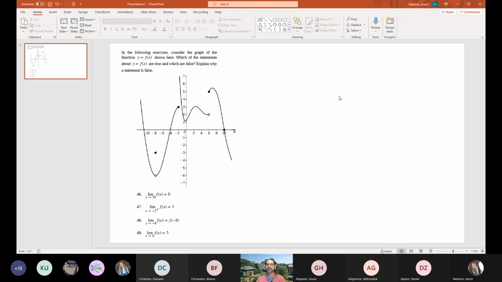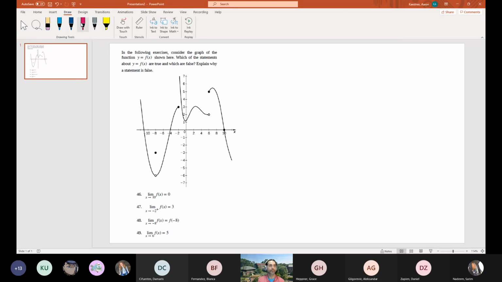Okay, and so this set of problems says, in the following exercises, consider the graph given, y equals f of x, and say whether these statements are true or false, and if they're false, explain why. Problem number 46 here asks us to look at whether the limit as x goes to 10 of f of x equals 0.